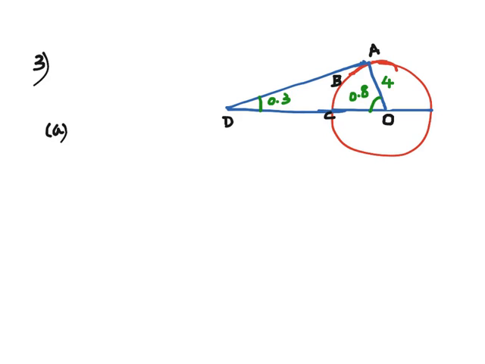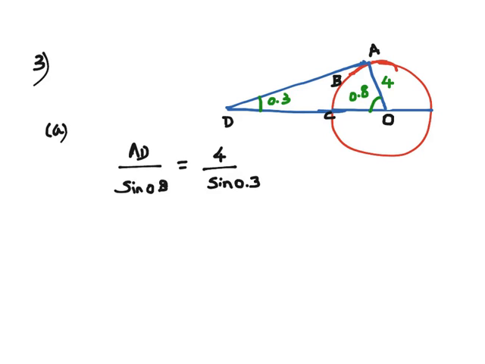Okay. The first question is find AD. So basically, which means the length of the line segment AD. Now we can use sine rule here, isn't it, students? Like we have the OA. So when we have two angles, we can use sine rule. So according to the sine rule, we have AD by sine 0.8 will be equal to OA, which is 4 divided by sine 0.3.